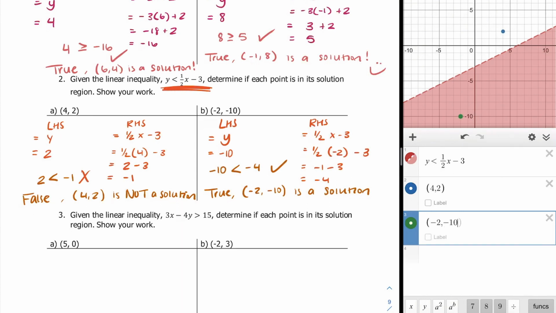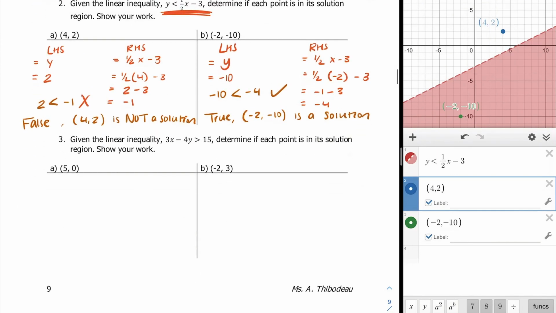And we could still look at our next point. So negative 2, negative 10. And that point is in fact part of our solution region. It's part of that shaded area of our graph, which makes it a solution, which is exactly what we got as well.